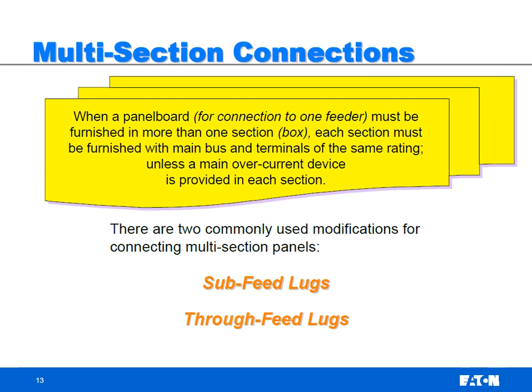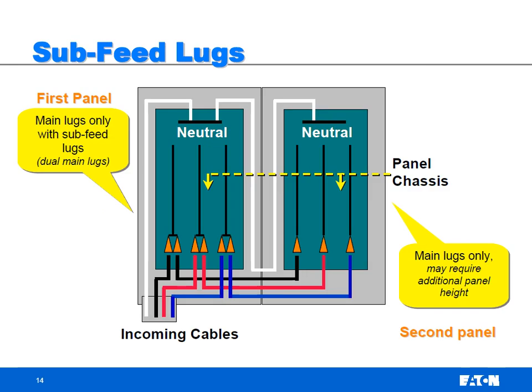There are two types. There's SubFeed lugs and ThroughFeed lugs, the two methods for connecting these panels. This one takes a while for people to get the concept of. So keep the note handy when you're doing this, the difference between SubFeed lugs and ThroughFeed lugs. SubFeed lugs are incoming cables here, main lugs, no main breaker, and basically a double set of lugs because you then jumper to the next panel. If you had another one, you'd have a double set here and jumper to the third panel.